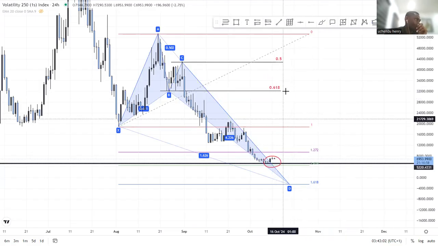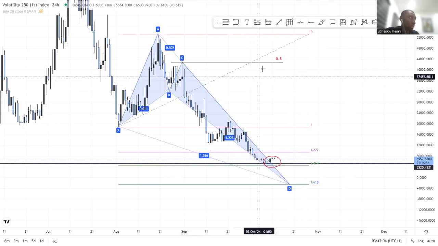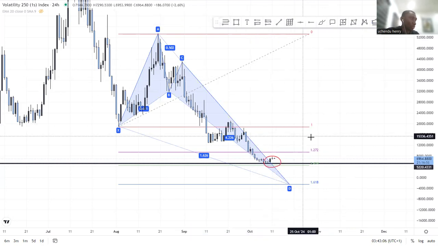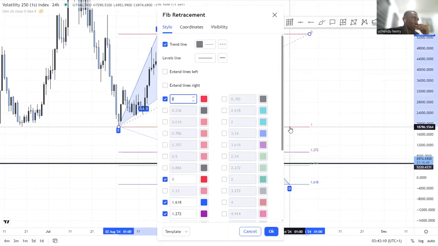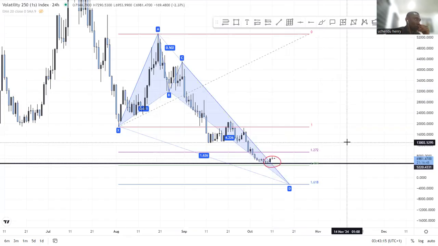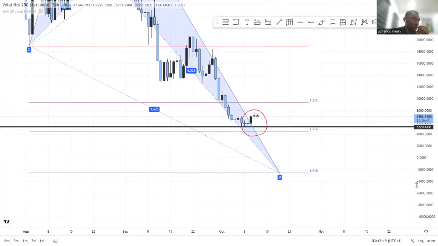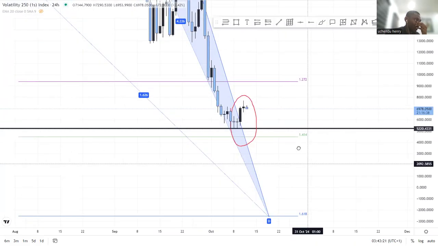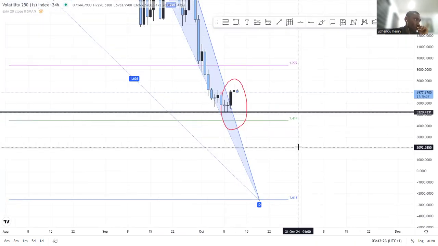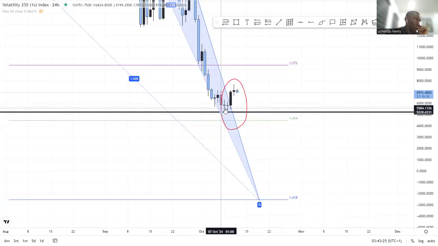So now let me remove this. Let me just remove that. Okay. Now, what we do now is to look for reversals at this point. Do we have any reversal here? Yes, we have one. You can see how we have this morning star reversal candle formation.